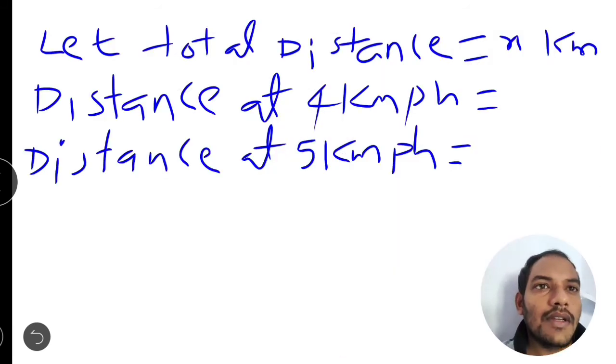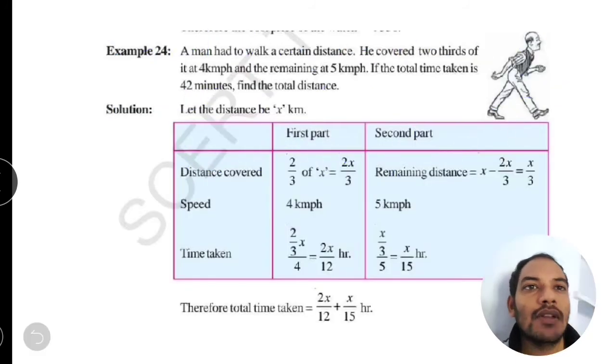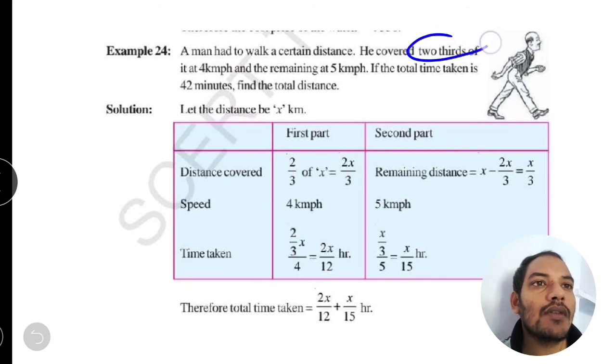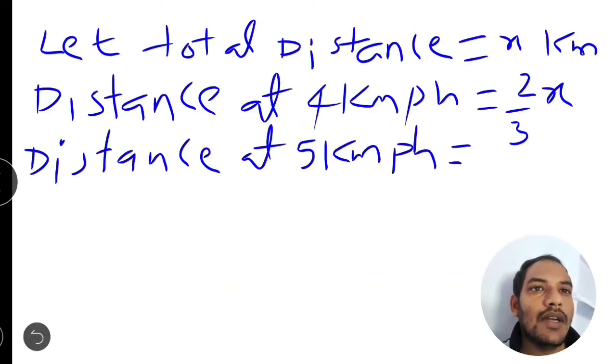First I am taking the total distance as x kilometers. The distance covered at 4 kmph is 2 by 3rd of the distance, so that means 2x by 3. It is already given in the question here: 2/3 of the distance is covered at 4 km/h. So at the speed of 4 km/h, he traveled 2x by 3 kilometers.